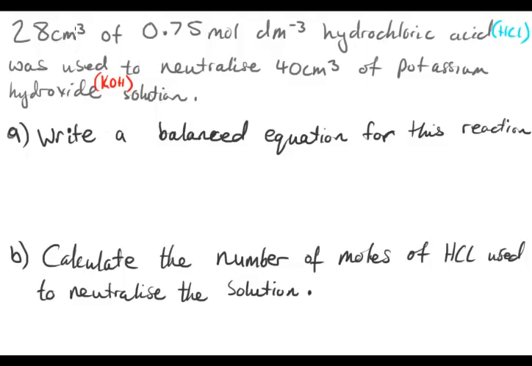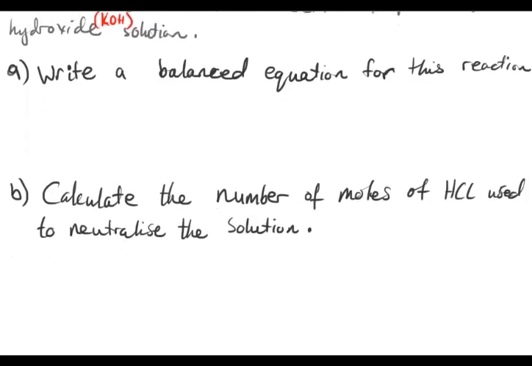28 centimeters cubed of 0.75 moles per dm cubed, so this is the volume and the concentration, of hydrochloric acid was used to neutralize 40 centimeters cubed, so this is the volume of KOH, of potassium hydroxide solution. And the first question asks us, write a balanced equation for this reaction.